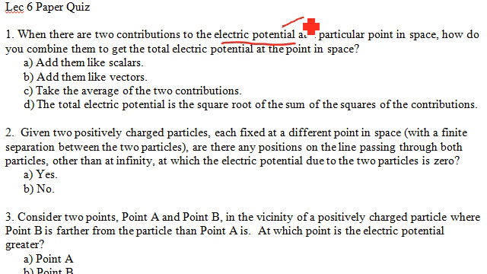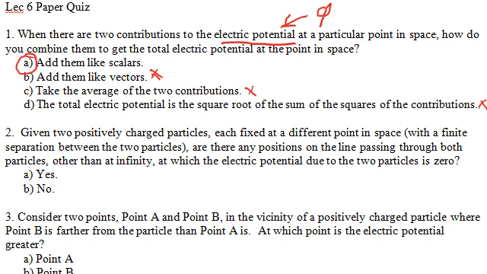The electric potential, phi, is a scalar, not a vector. And scalar contributions correspond to two numbers. You add them like scalars. So that would be A. Add them like vectors is definitely wrong. Take the average, that's wrong. Square root of the sum of the squares, that's wrong. So, yeah, definitely A. Add them like scalars. Only possible answer.